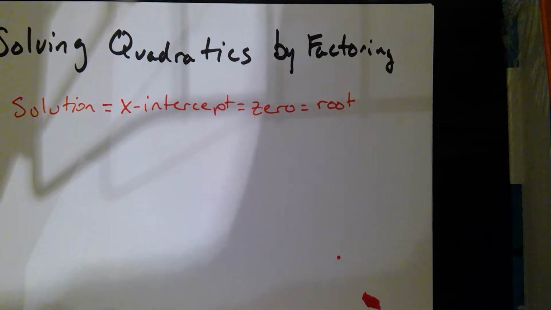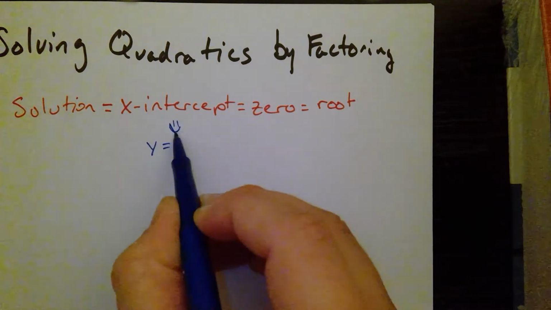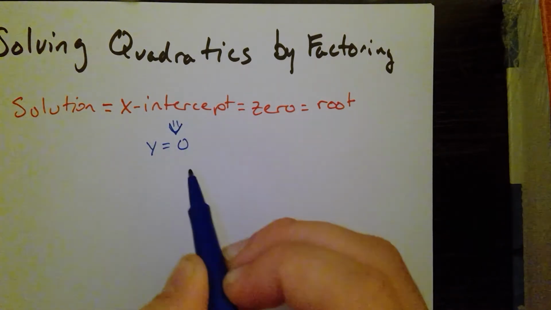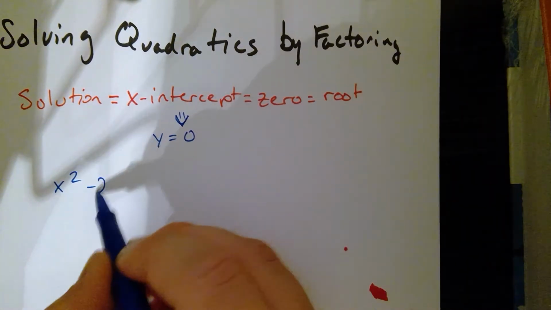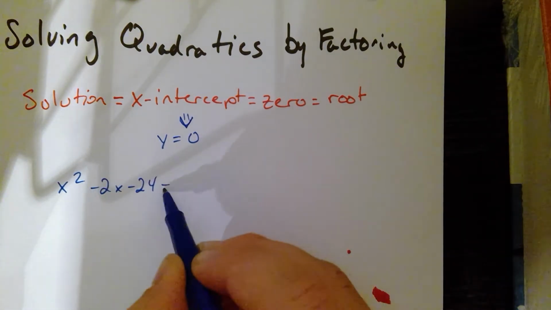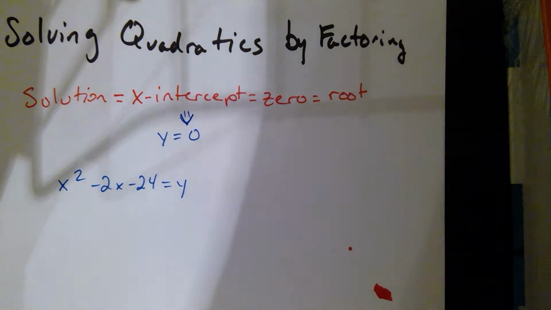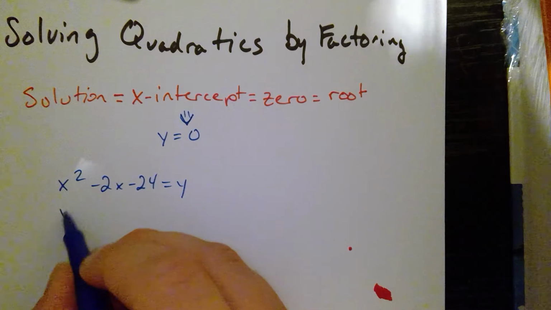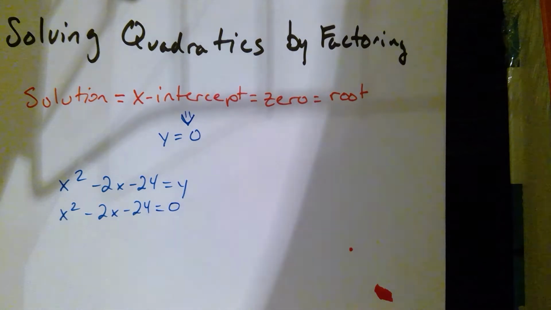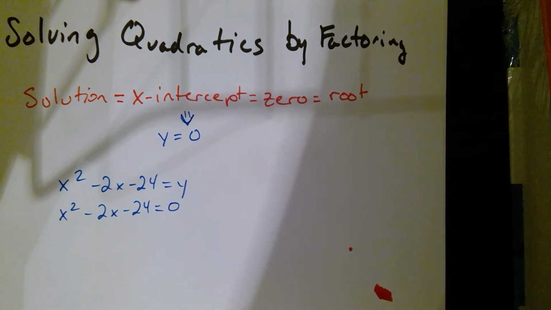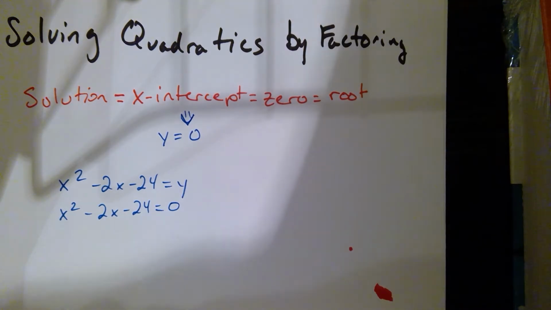Okay, so with an x-intercept, that means that our y equals 0. So let's take an equation. We'll take x squared minus 2x minus 24 equals y. Now if we want to find the solution to this equation, we must set it equal to 0. Okay, now we can solve the equation. Now I'm going to pause for a second and try to have you factor this on your own with the question on Edpuzzle.